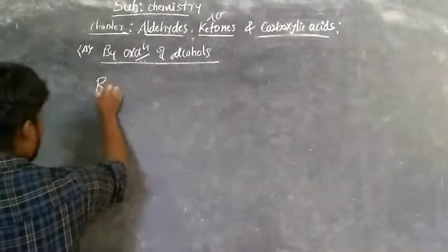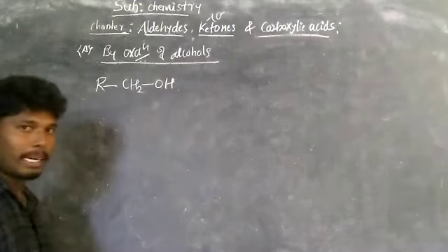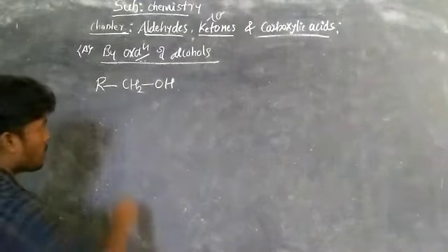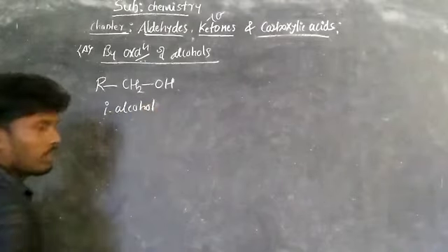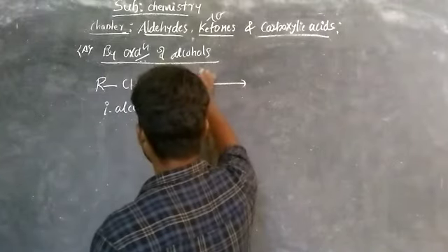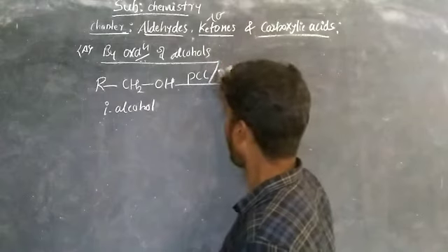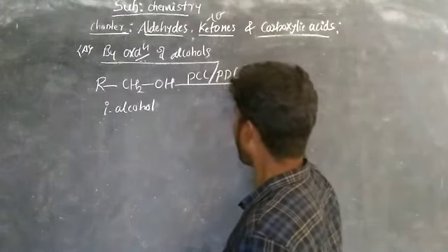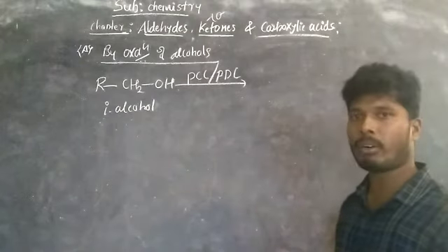We know alcohol is RCH2-OH. So this is the general representation of alcohol, right? This is a primary alcohol. Now this primary alcohol is oxidized in presence of pyridinium chlorochromate, PCC, or pyridinium dichromate, PDC. These are the mild oxidizing agents.